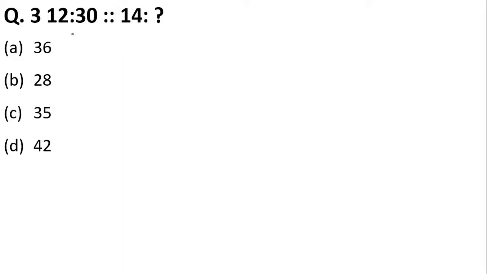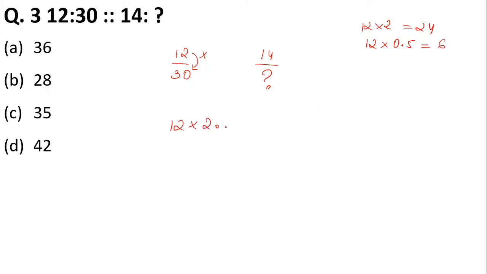Just practice this kind of question and you will be able to solve it very easily. Now this is one question where they have given a relation: 12 is to 30, then 14 is to what? This is what you have to find. In this kind of relation, you look at the relation between 12 and 30. If you multiply 12 by 2, you get 24, and half of 12 is 6. So if you multiply 12 by 2.5, what you get is 30. And for 14, you do the same thing. 14 into 2 gives you 28, and 28 plus 7 is 35. The answer is option C.